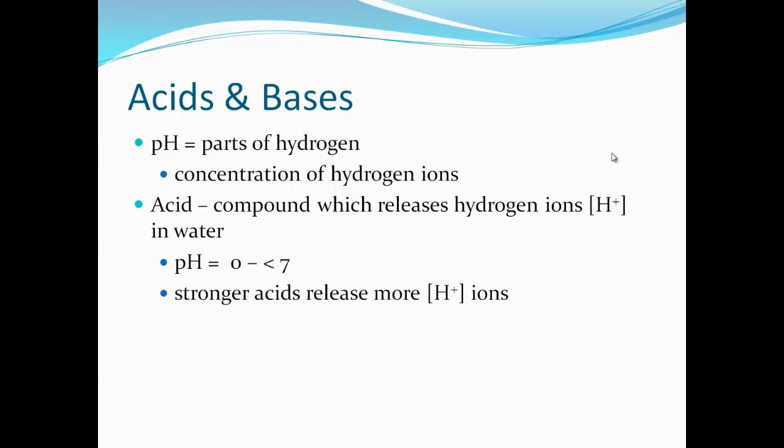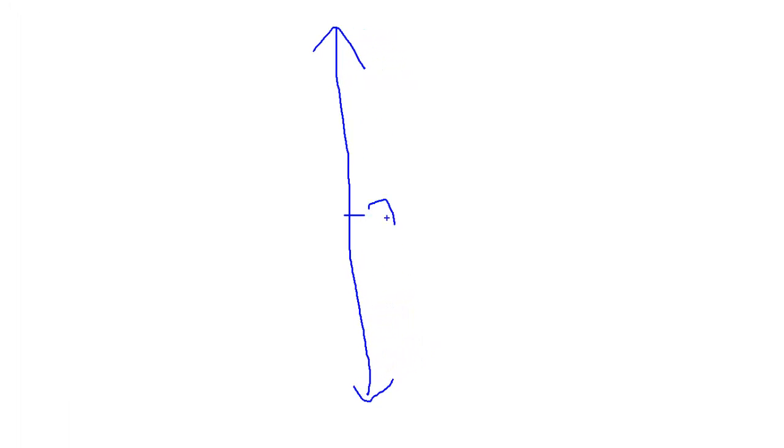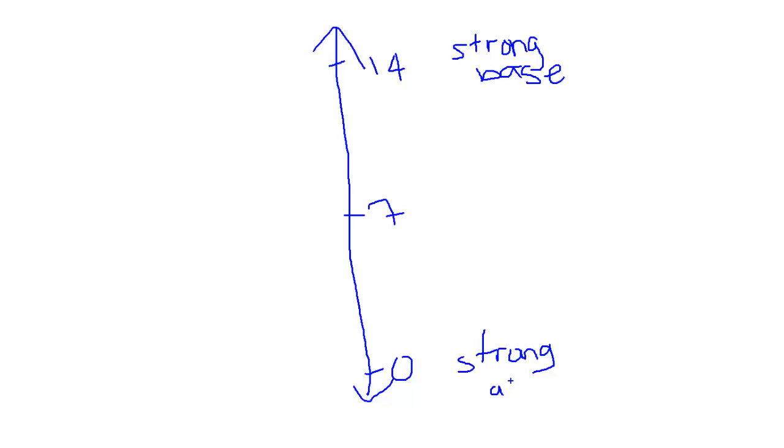So once again, we're looking at our pH scale. We've got 7 in the middle, 0 down here, 14 up here. This right here is a strong base. This right here is a strong acid.